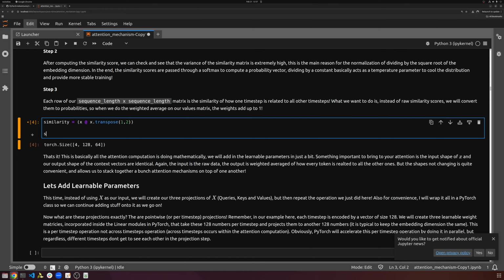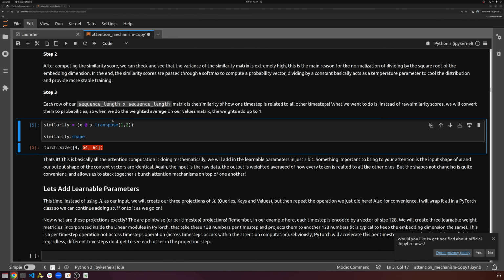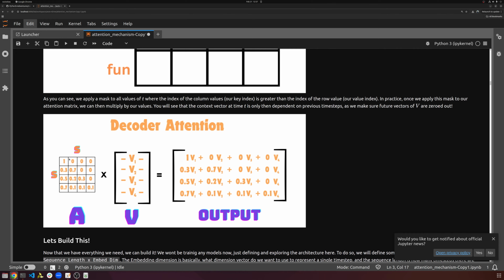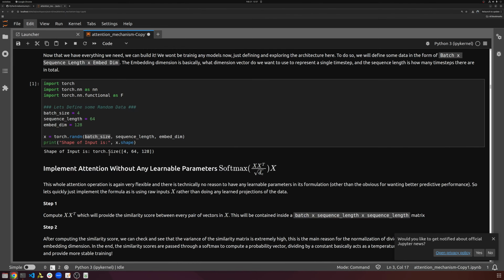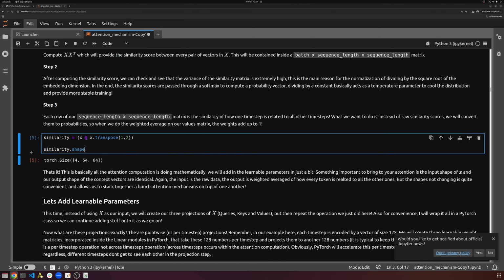And we can check that. We can do similarity dot shape, right? So we have a 64 by 64. We had 64 tokens in the sequence, which means this matrix encodes how every token is related by a dot product similarity. How is every token related to every other token, right? So it's a 64 by 64 square matrix. So we're good to go there.